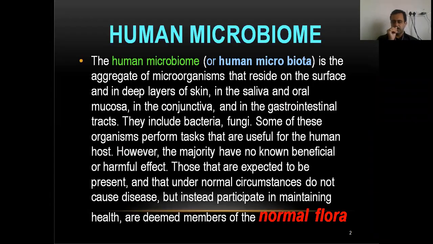So, human microbiota. What is this human microbiota? Human microbiota is nothing but the organisms that reside inside the human body in specific areas. For example, layers of the skin, saliva, oral mucosa, conjunctiva, and the gastrointestinal tract. These may be bacteria, these may be fungi, and the majority of them have a non-harmful effect on the human body. Therefore, they are considered as normal flora of the human body.